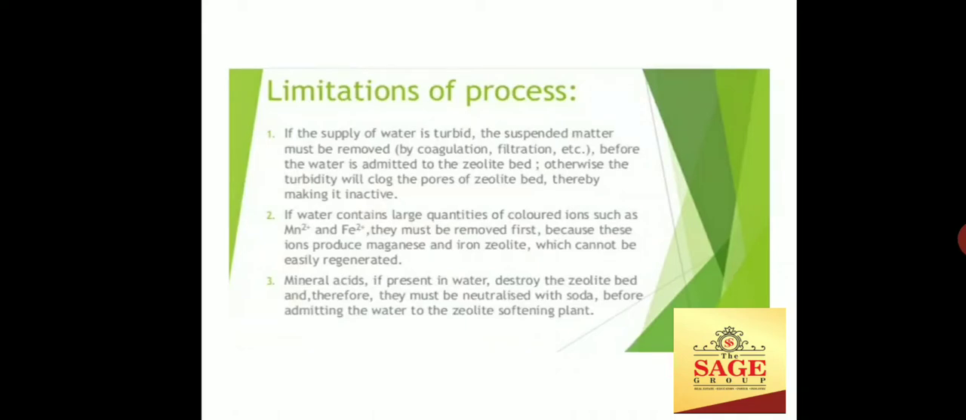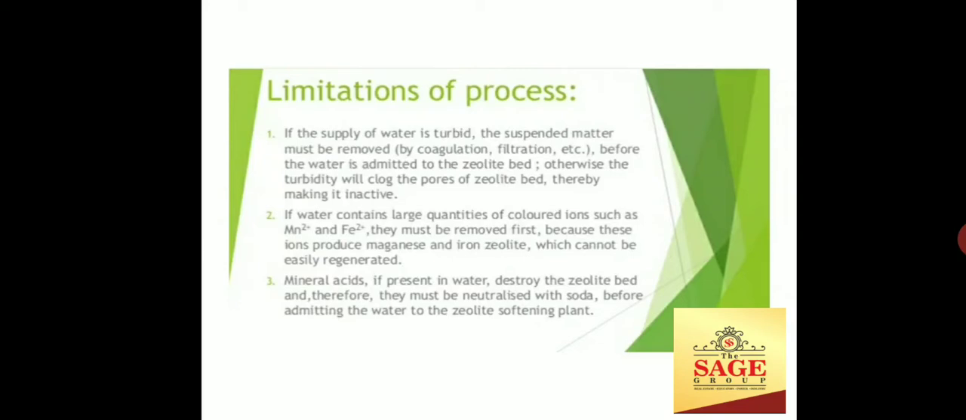Then if colored ions are present in water, such as manganese or iron ions, they also have to be removed first, because they will cause great difficulty in regeneration of the zeolite bed. Another limitation is that if mineral acids are present in the water which is to be softened, these acids destroy our zeolite bed. Therefore, these mineral acids should be neutralized first with soda, and then the water is admitted to the zeolite softening plant.